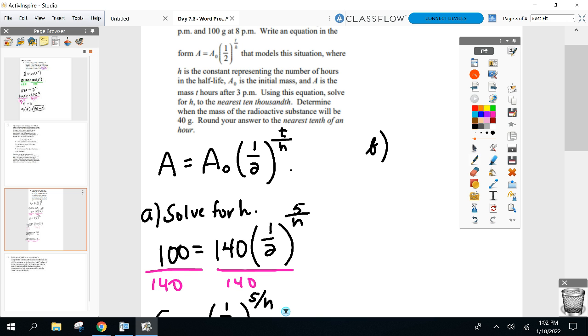Now, using your new h, determine the mass. At what time will it reach 40 grams? At what time will it reach 40 grams now?